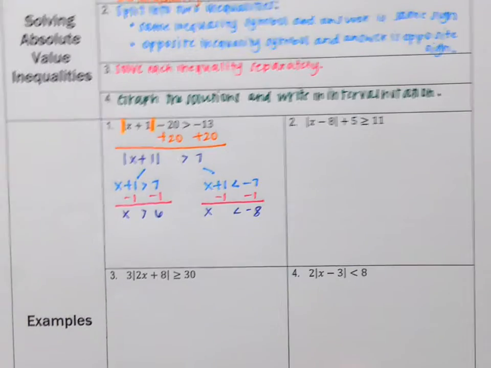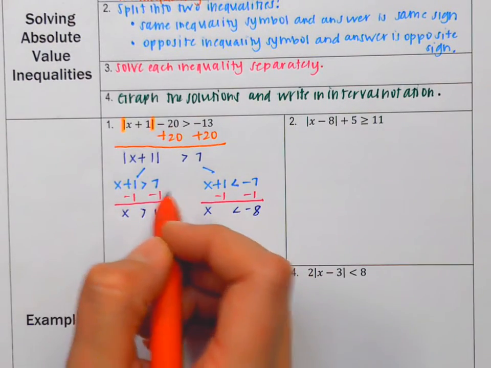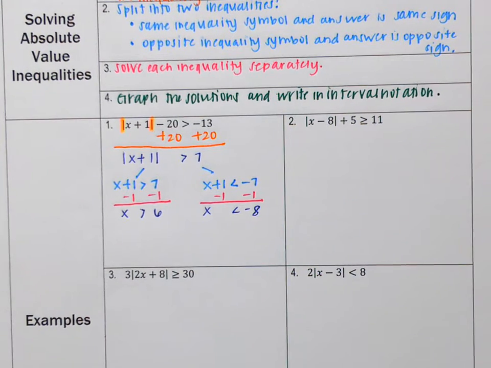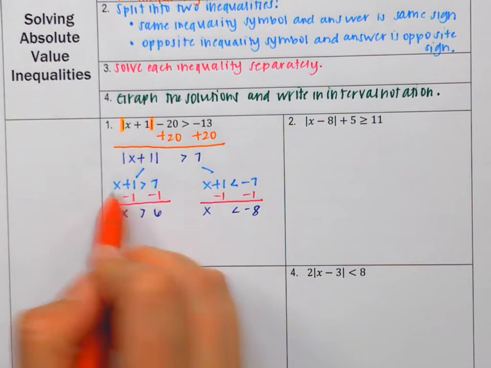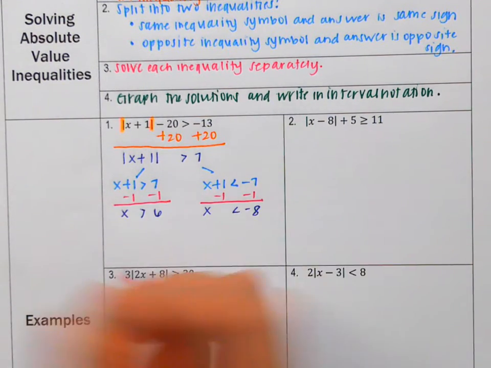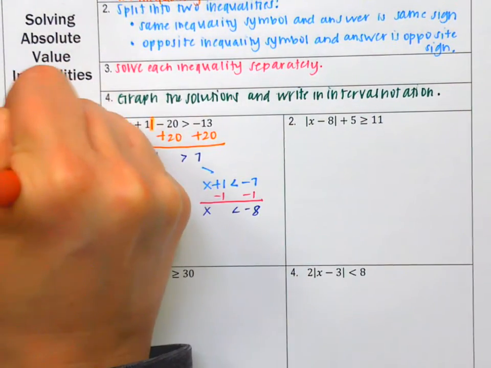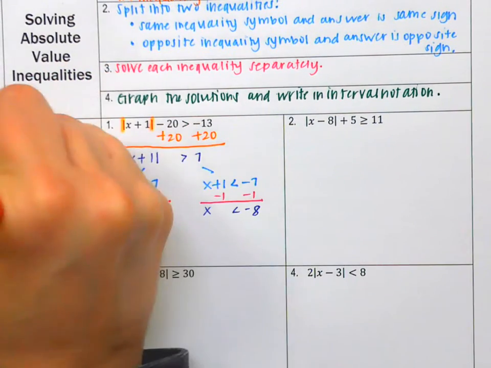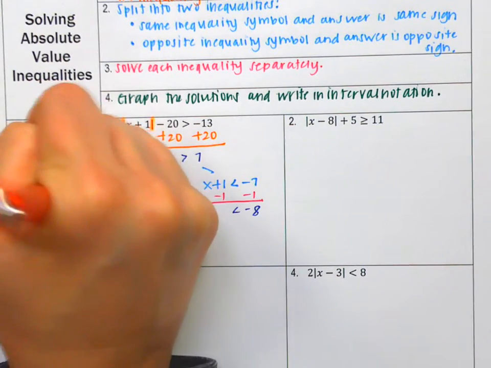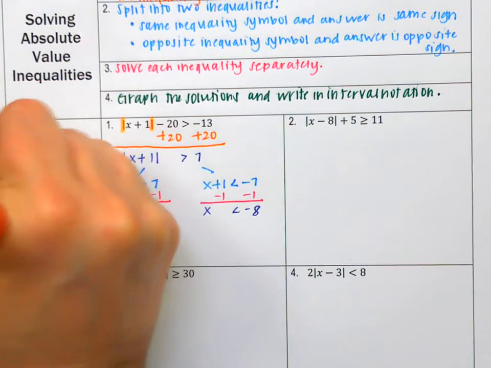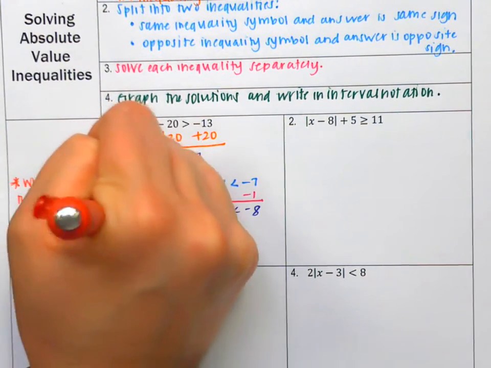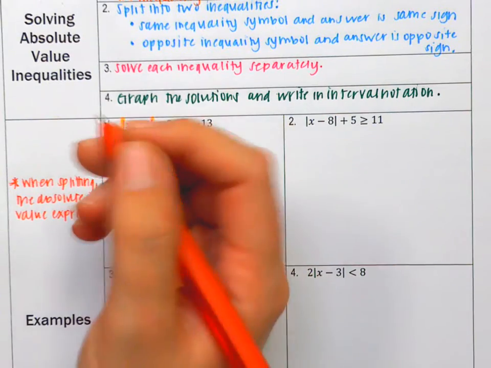Now, one thing I want to make note of, because I've already talked about it: remember when we're splitting the absolute value expression, what's inside the absolute value does not change at all. So when splitting, the absolute value expression does not change. Which is the same idea that we had in absolute value equations also.